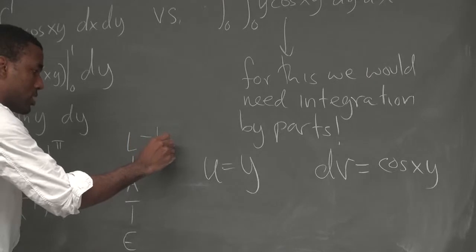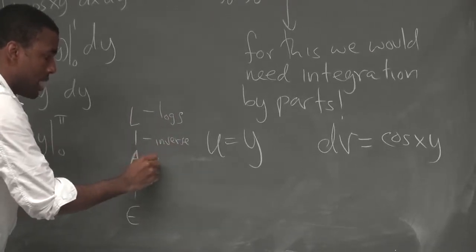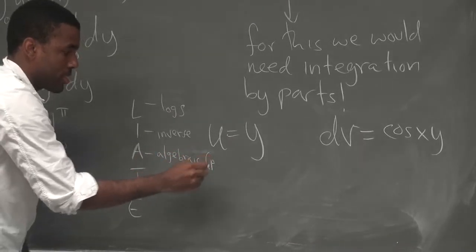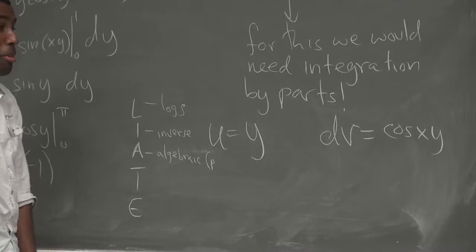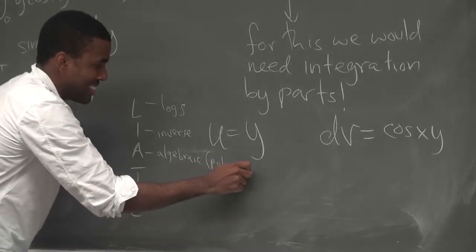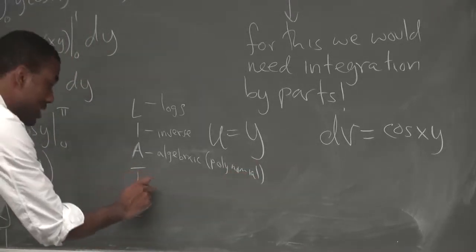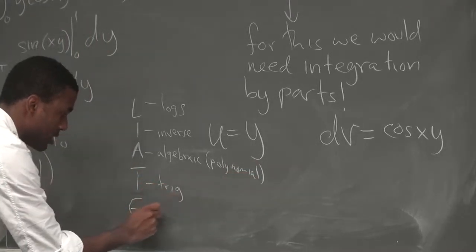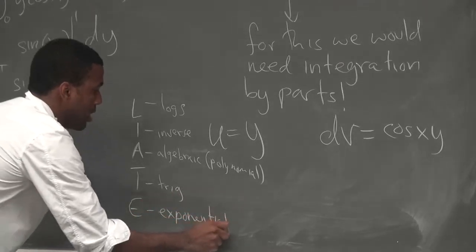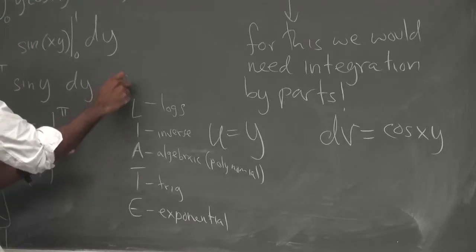Logs, inverses. This is algebraic, which basically means polynomial. I don't know why they, because putting a P here, you couldn't pronounce it. So you need like the vowels there. So this is trig. These are exponential. Like a LIATE. And then here, this guy, U first.